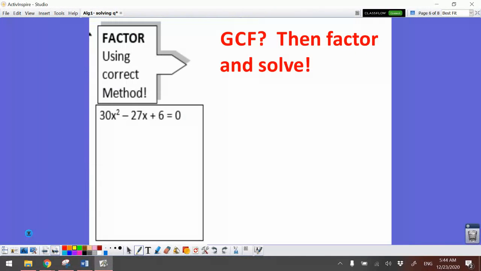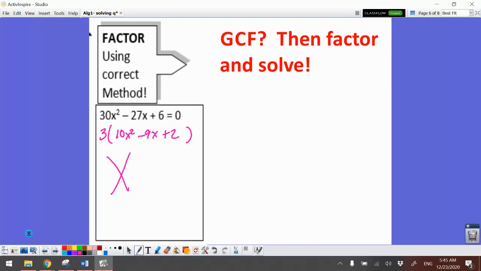Okay, so let's take a look at now one where we have to go through the full process, okay? So I want you to start by factoring this. So remember, the first thing we look for is always our GCF. So when I think about 30, 27, and 6, I know that I can take out a 3. So let's take out a 3. And I'm going to go ahead and write that here. So if I divide that by 3, I come up with 10x squared minus 9x plus 2.